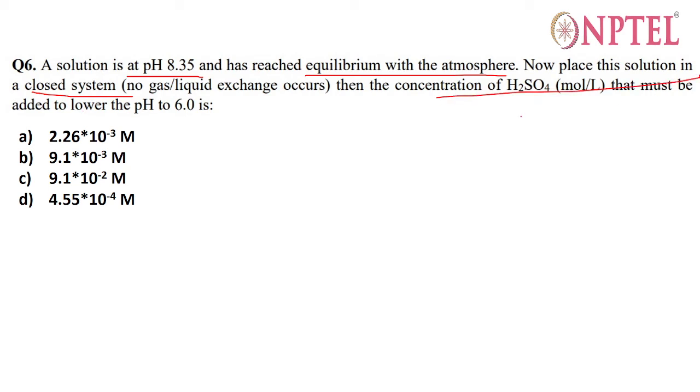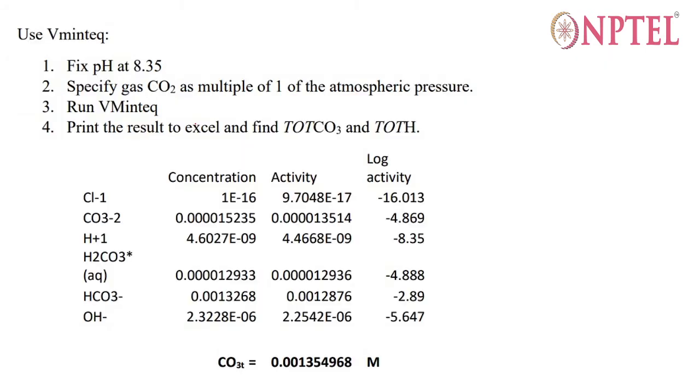Okay, then the pH should be 6, from 8.5 to 6, right? And then specify the gas as a multiple of 1 atmosphere, because initially it was in equilibrium with the air. It was an open system, not a closed system initially. Run the Visual MINTEQ and you will get the concentration with respect to the components.